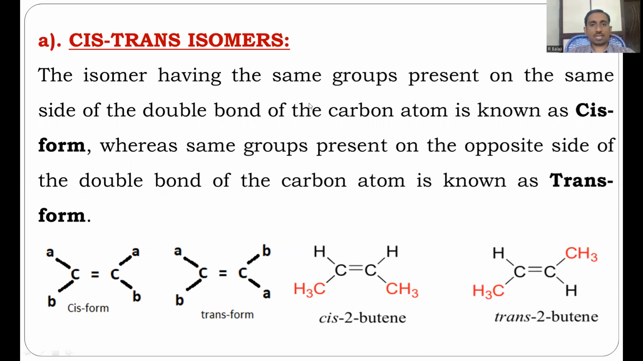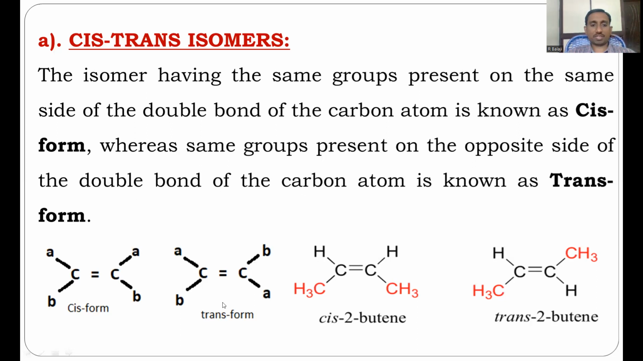The isomer having the same groups present on the same side of the double bonded carbon atoms is known as the cis form, whereas the same groups present on opposite sides of the double bonded carbon atoms is known as the trans form. It's clearly observed that in the cis form, the two A groups and two B groups are present on the same side of the double bonded carbon atoms. In the second possibility, the A and B groups are present on opposite sides of the double bonded system, so it is called the trans form.